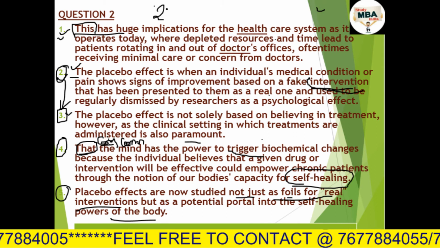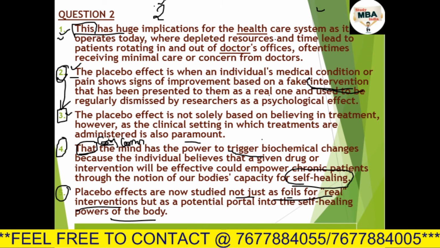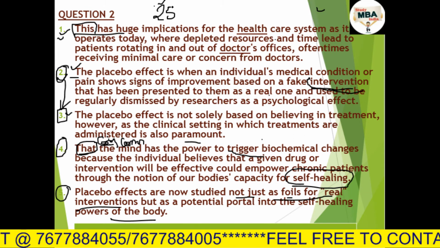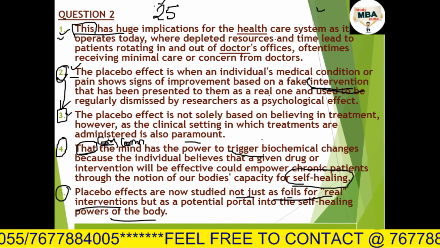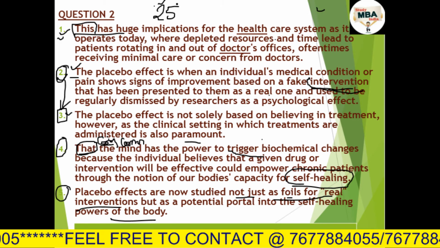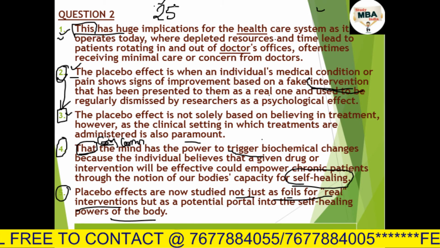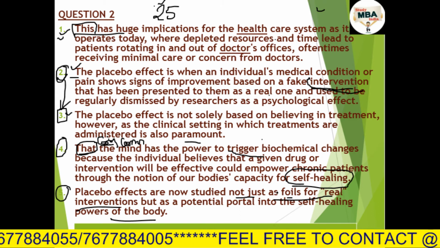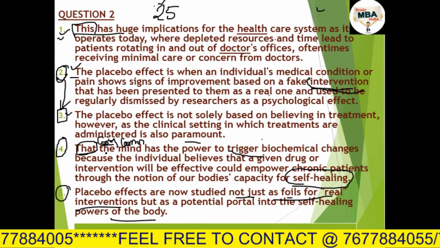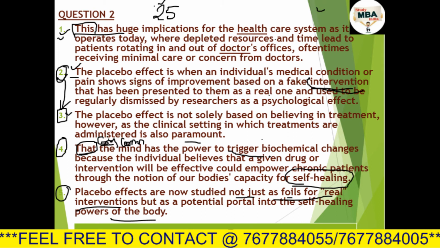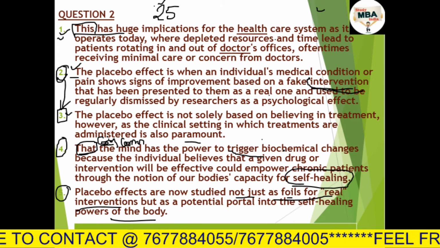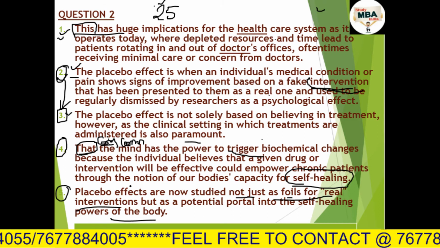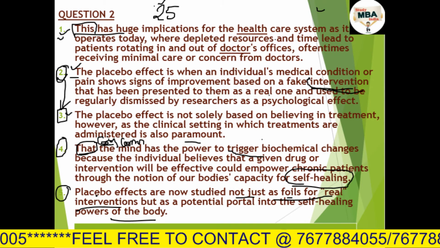So this is the method of going from known to unknown. We are talking about placebo effect, and in second point it is being defined, and in fifth point it is elaborated with known facts, meaning related information. Next, if we talk about self-healing powers of the body, the mind has the power to trigger biochemical changes.